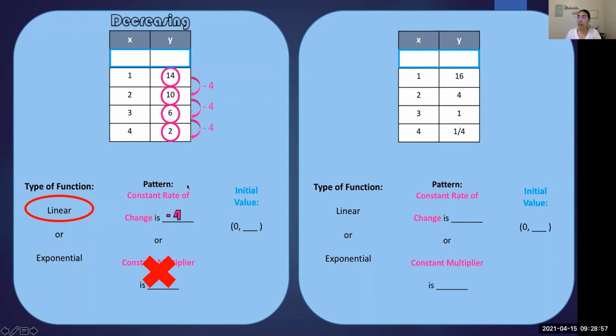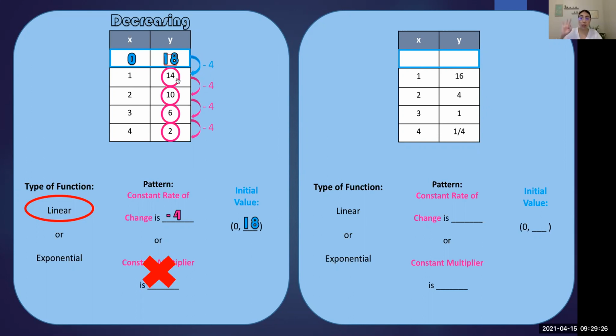All right, perfect. Our initial value, well, we know that's where x is 0, so we're going to have to come up here to the very top. We can ask ourselves, okay, there's some number here that when I subtract by 4, it gives me 14. What number do I take away 4 from to give me 14? That is 18. Thank you, Jimena. So that is your initial value.